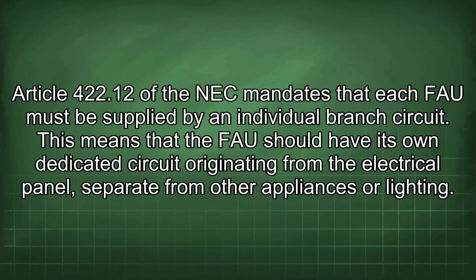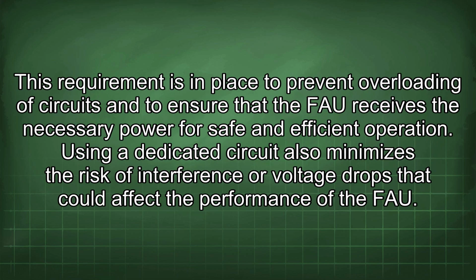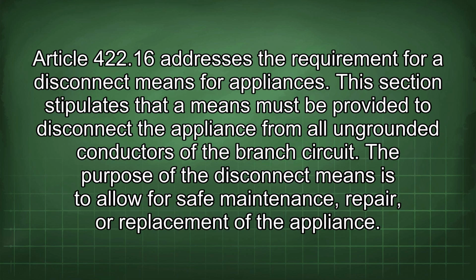This means that the FAU should have its own dedicated circuit originating from the electrical panel, separate from other appliances or lighting. This requirement is in place to prevent overloading of circuits and to ensure that the FAU receives the necessary power for safe and efficient operation. Using a dedicated circuit also minimizes the risk of interference or voltage drops that could affect the performance of the FAU.